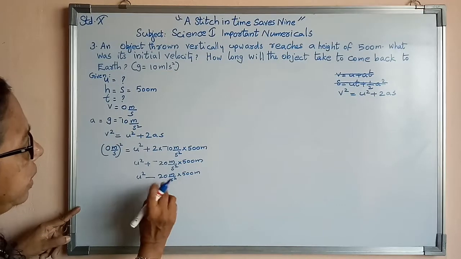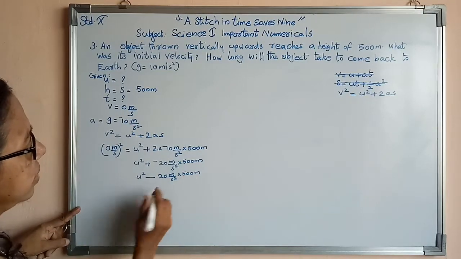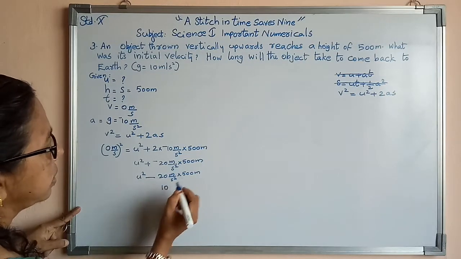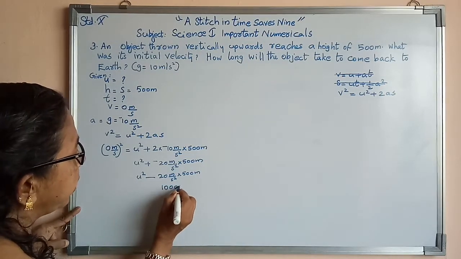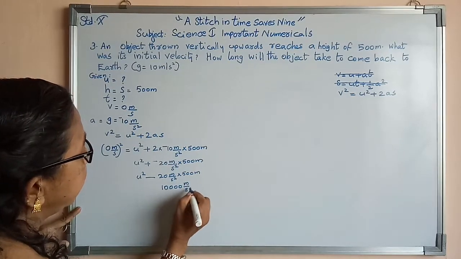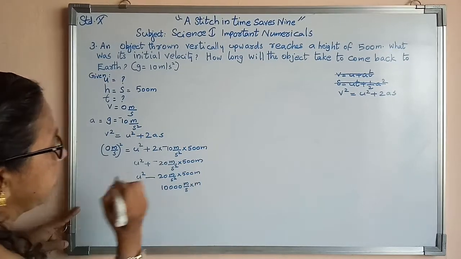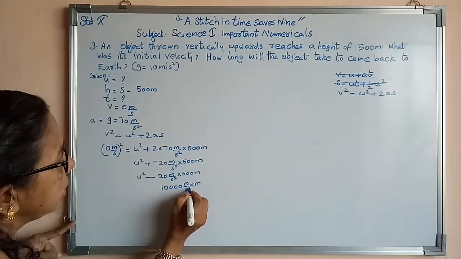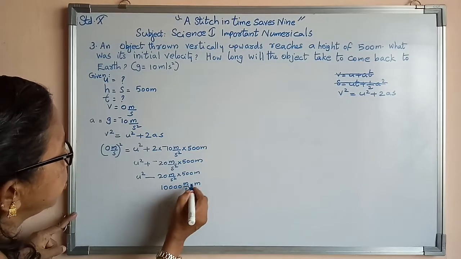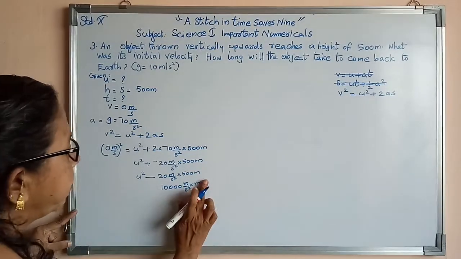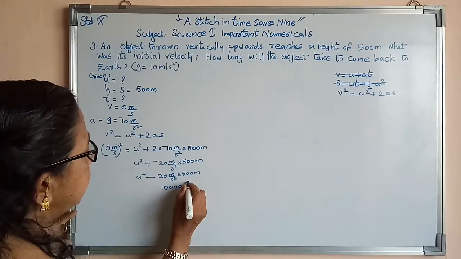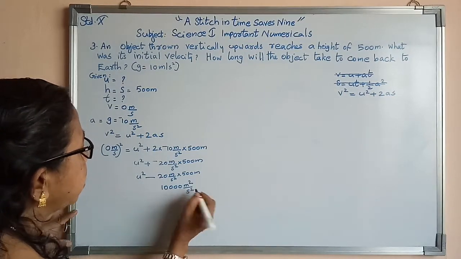Now again I am writing here 20 into 500. 2 5s are 10. Afterwards 3 zeros are there. Those 3 zeros again I am putting here. After that meter per second square into meter is there. Here square. So this thing again we can write as meter square upon second square.